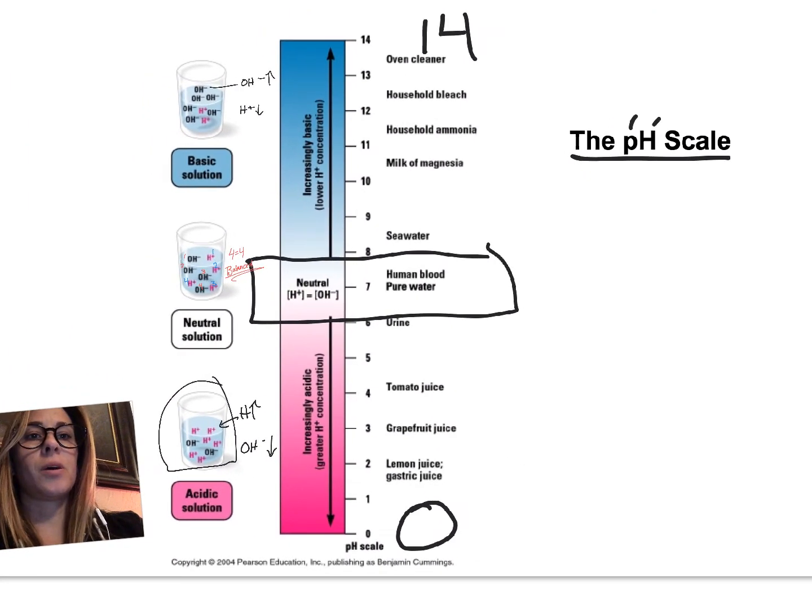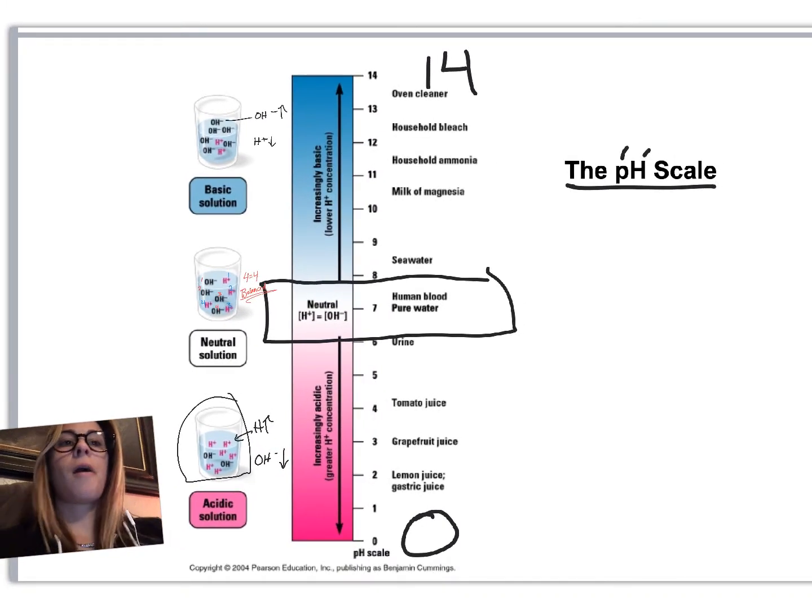Oh, it's like big and small. Where were we? There we are. I think that's us. Okay. So that's how you interpret this pH scale.